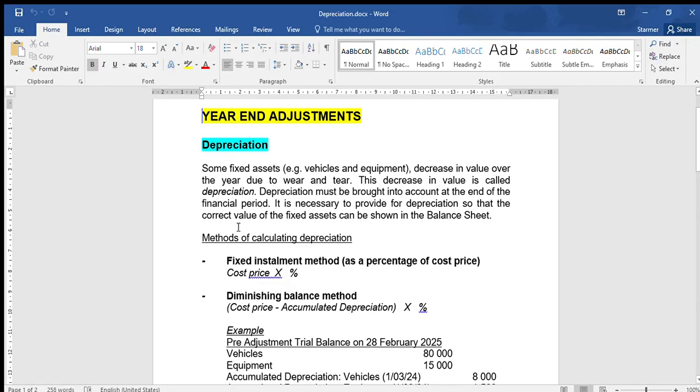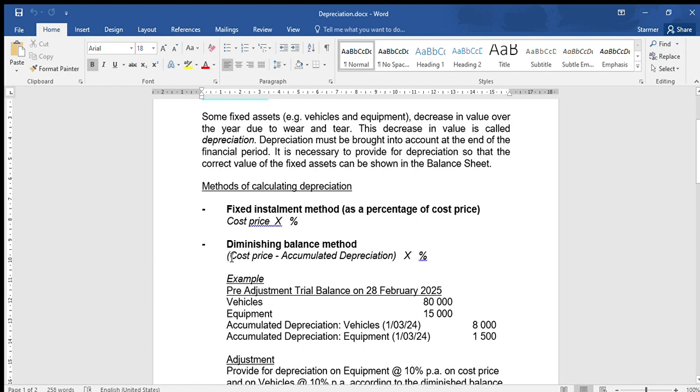There are two methods of calculating depreciation. The first method is called fixed installment method or cost price method. That is simply you take the cost price and you multiply by the percentage. That would give you the same amount of depreciation every year, which is why it's called fixed installment method, the same amount of depreciation every year on any one particular asset.